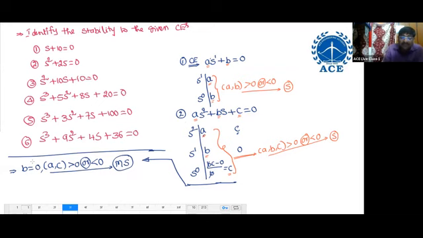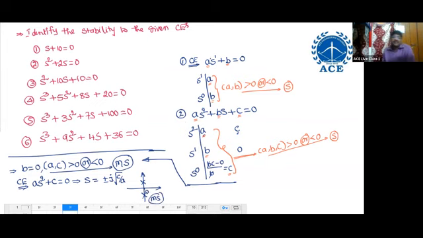Why? Because in case B equal to 0, what is the characteristic equation? AS square plus C equal to 0. Then find S. S equal to plus or minus j root C by A. That means what are you getting? The poles lie on the imaginary axis. The system becomes marginally stable.